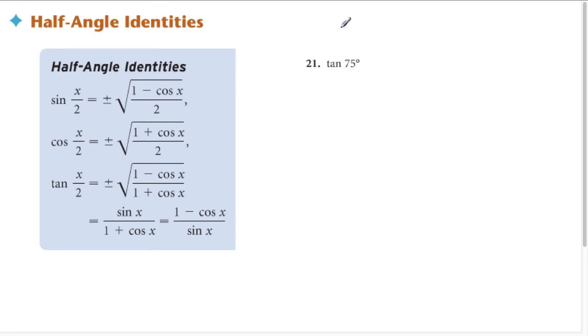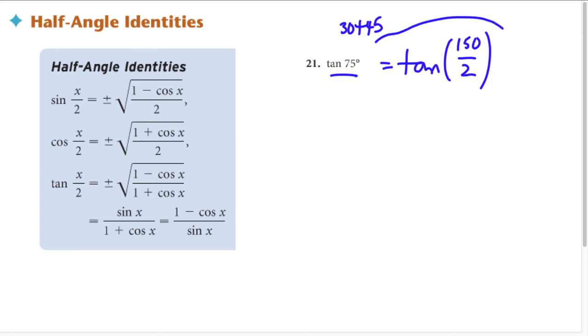Exact value. I could use sum and difference identities, like 75 is 30 plus 45, but I could also use a half angle identity. So tan of 75 is the same thing as tan of whatever divided by 2 is equal to 75. Is that 150? 150 divided by 2, yeah, that's 75. So this is the same thing as this. And now I have this right down there. So all I have to do is replace whatever's here with the stuff over here on this side. Okay? So I go tan 150 over 2.